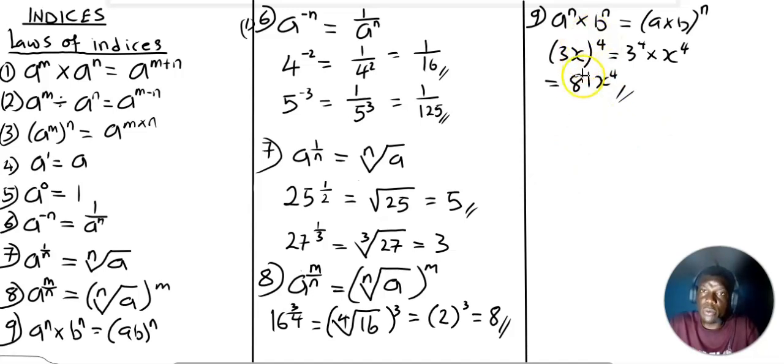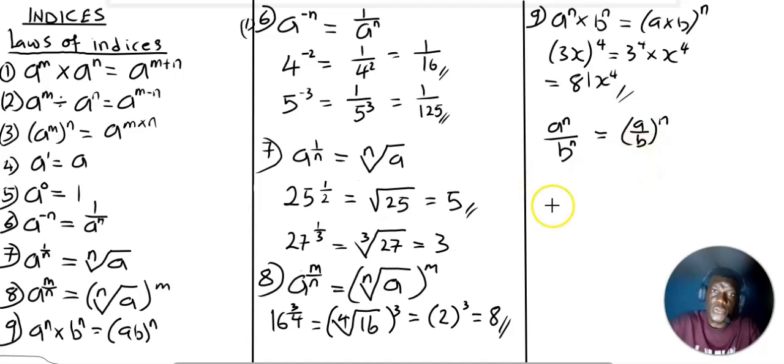It can also come in division form. For this, you have something like a raised to the power n divided by b raised to the power n. So they both have the same power but different bases. So this is equal to a over b, all raised to the power n. This is it. Let's have an example in this form.